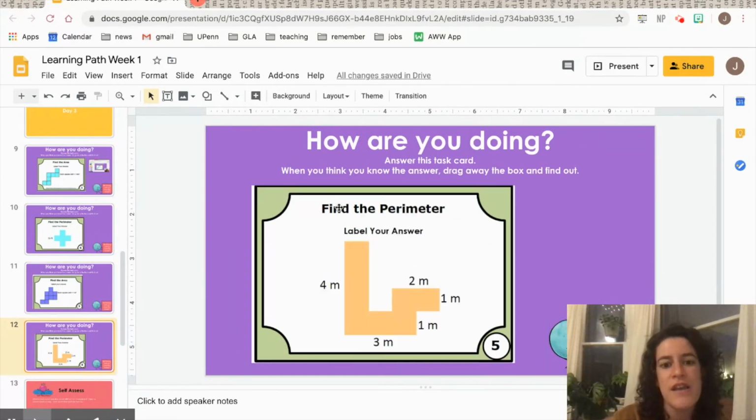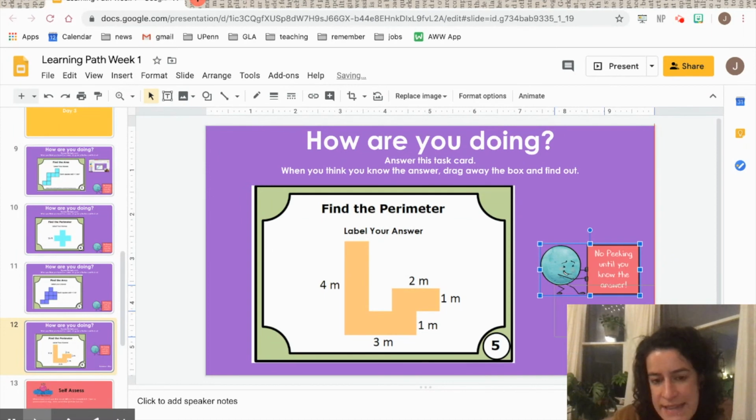This card says find the perimeter. Label your answer. It's a little bit tricky, so pay attention to all of these sides. You're going to have to use what you understand about the shape to figure out what that side's length is, that side's length is, that side. Use your piece of paper, try to figure it out. Pause the video right now, and then press play when you're ready to see the answer. Okay, the answer is 18 meters. The perimeter was 18 meters.